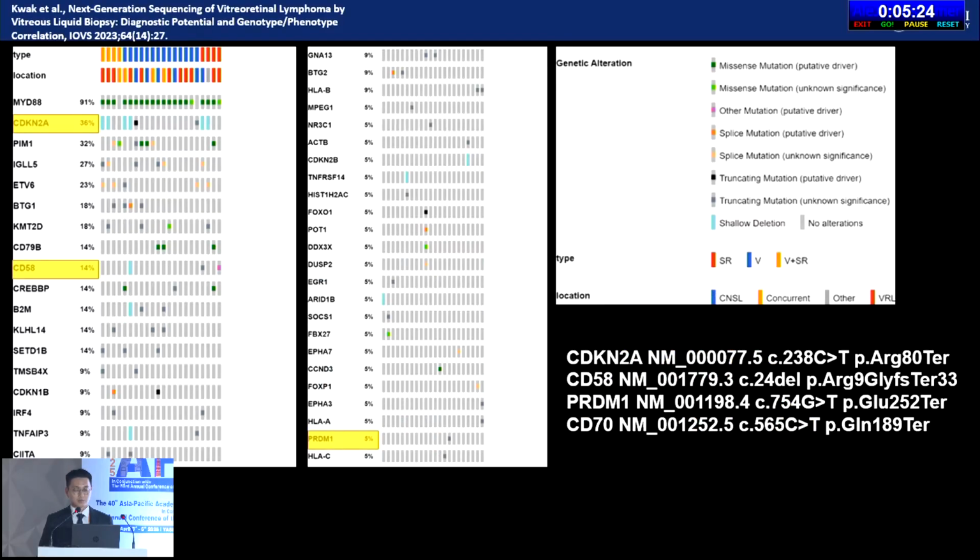This was a publication done by us 2 years ago. We did NGS panel sequencing of adult VRL patients. And 3 of the 4 mutations found in this young patient were among the common mutations reported for adult VRL patients.